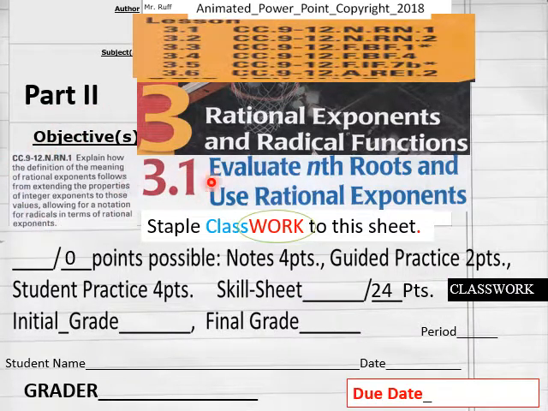Here is your objective. We have a 24-point class worksheet today, and 0 points of note taking today.